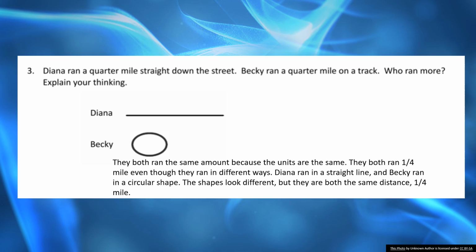Well, if you said they both ran the same amount because the units are the same, then you're absolutely correct. Diana ran a 1/4 mile, Becky ran a 1/4 mile. They ran on different surfaces. One ran down the street, the other ran down a track, but guess what? It was both a 1/4 of a mile. So they both ran a 1/4 of a mile, even though they ran in different ways. Diana ran in a straight line, and Becky ran in a circular shape. The shapes look different, but they are both the same distance, 1/4 mile.